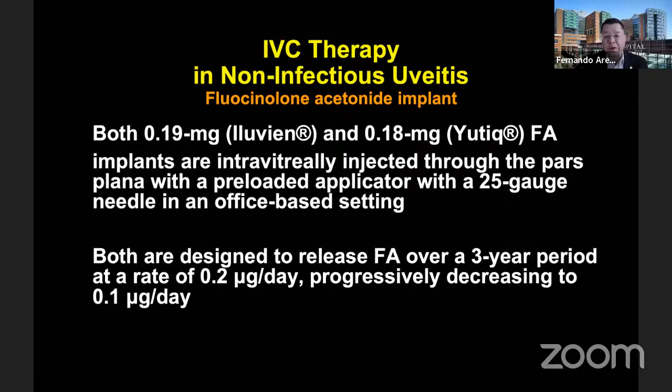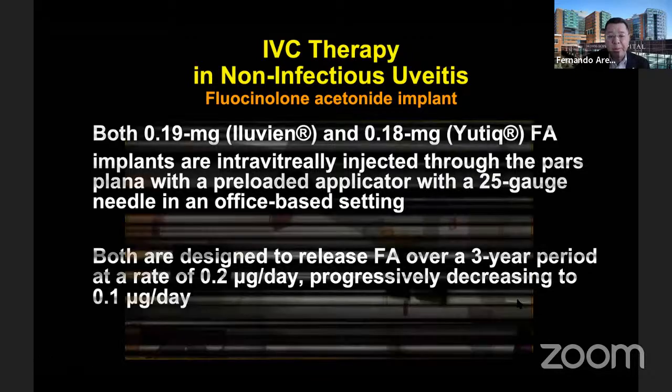They are intravitreally injected through the pars plana with a preloaded applicator with a 25 gauge needle in the office. Both are designed to release fluocinolone acetonide over a 3-year period at a rate of 0.2 micrograms per day, progressively decreasing to 0.1 micrograms per day.